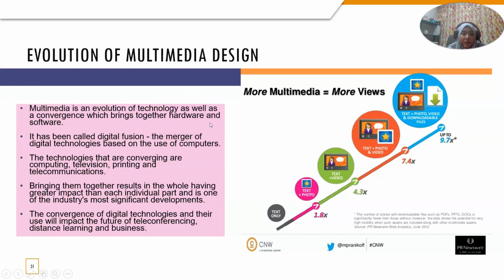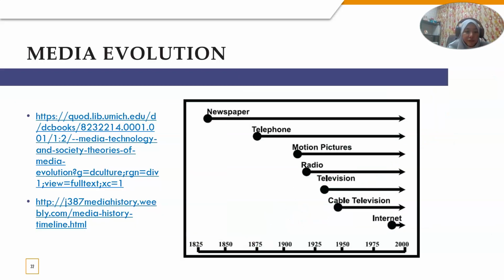If you look at the diagram here, the first web design only used text, and then we included photos. After that, we had text and video, then text, photo, and video. Nowadays we have text, photo, video, and downloadable files, and also live video sessions. That is the evolution of multimedia design.